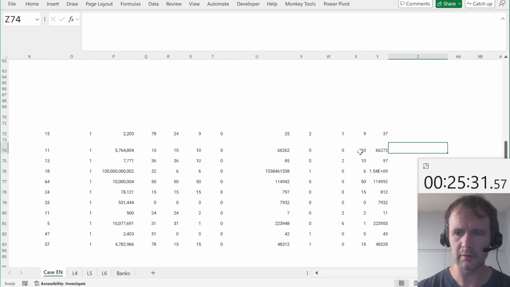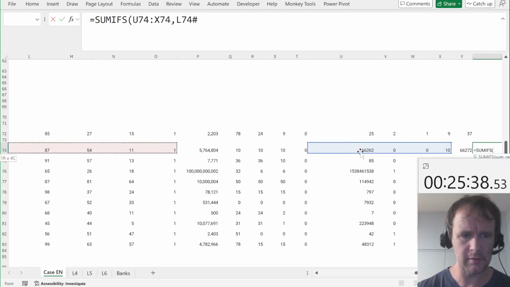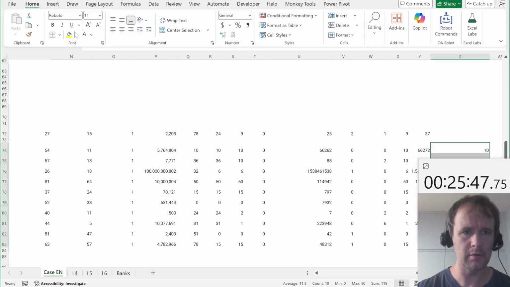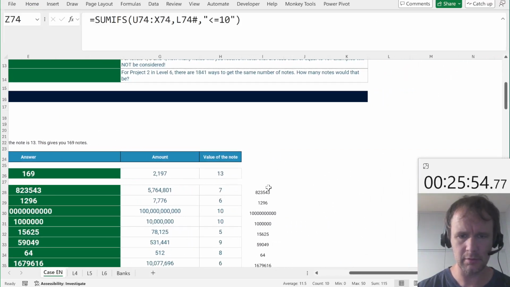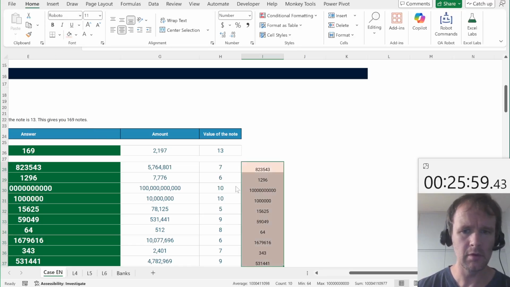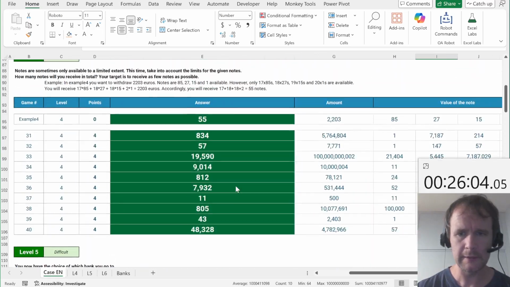Okay, so we're going to say sum ifs this where this is less than or equal to 10. Okay, and just make that orange, and make this orange also. And then level 4. Gosh, I feel like I'm going very slowly.